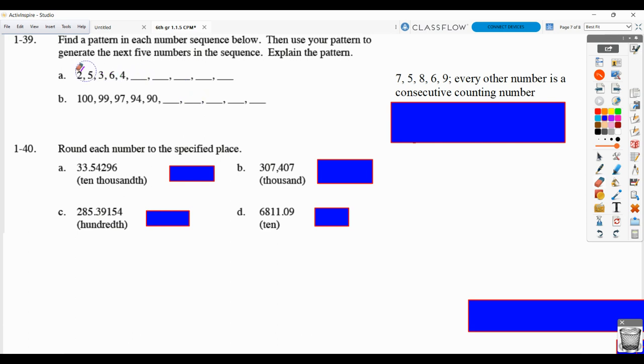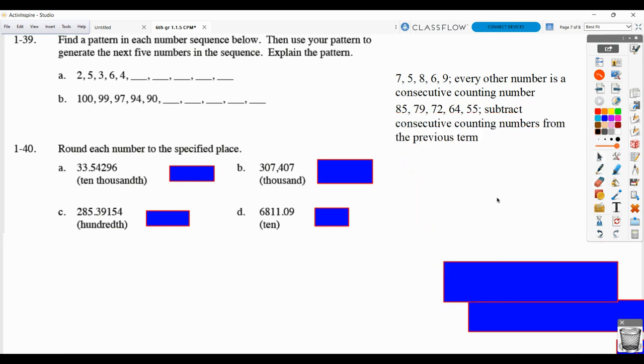Here, for the pattern, you can see that we're subtracting 1, subtracting 2, subtracting 3, subtracting 4. So the remaining numbers would be these: 85, 79, 72, 64, 55. And again, your explanation, they're using some good math vocabulary here. You're subtracting consecutive counting numbers from the previous term. So what that means is you're subtracting 1, then you're subtracting 2. So that's what they mean by subtracting consecutive counting numbers.